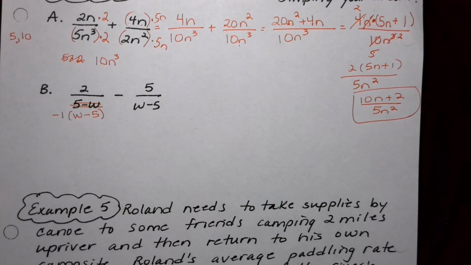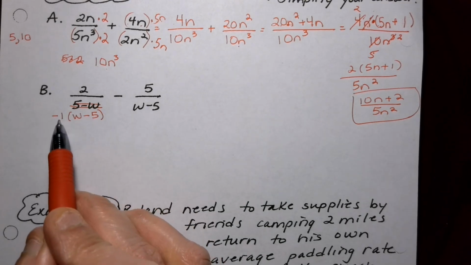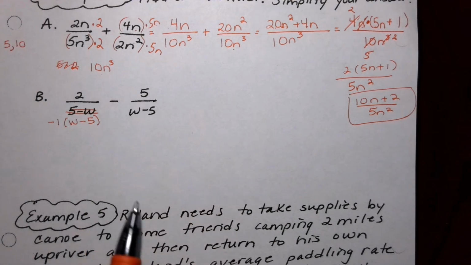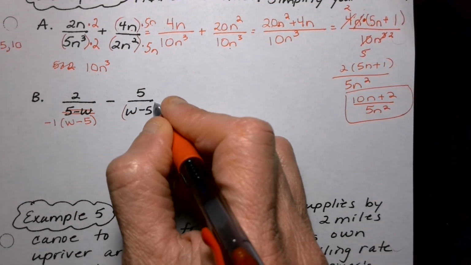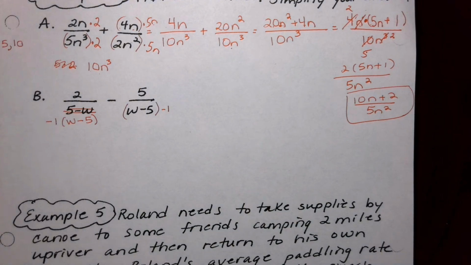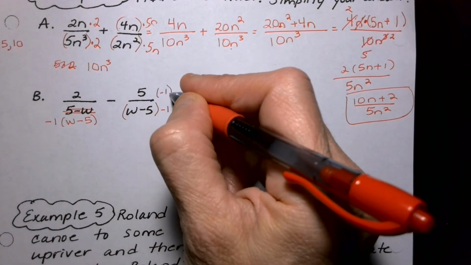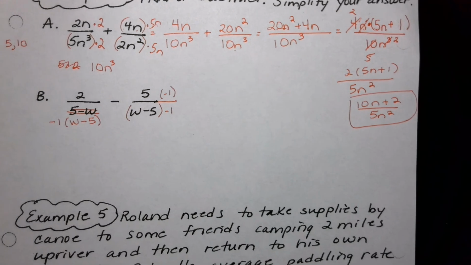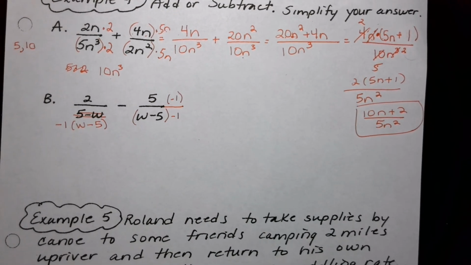If I need a common denominator, what am I going to make it? The only thing missing here is the -1. Is that correct? So if I multiply that by a -1, I have to multiply the top by a -1 as well, wouldn't I? But then I would have the common denominator.